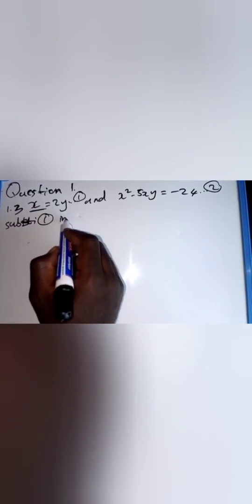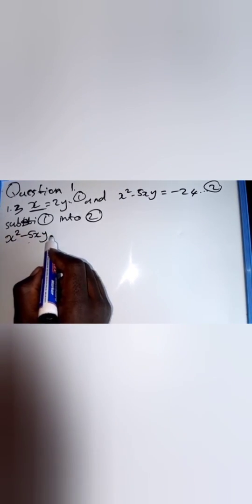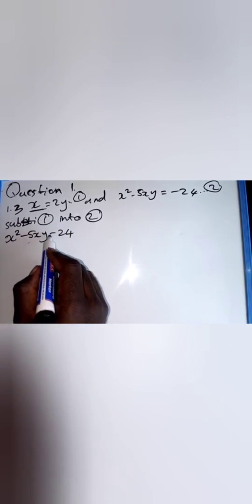I'm going to substitute equation 1 into 2, right? So what will that give me? I've got x squared here, let me just write it down again: x squared minus 5xy is equal to minus 24. So x squared is what? X is 2y. So I change my x to (2y) squared. Minus 5, my x is what? 2y, y is equal to negative 24.